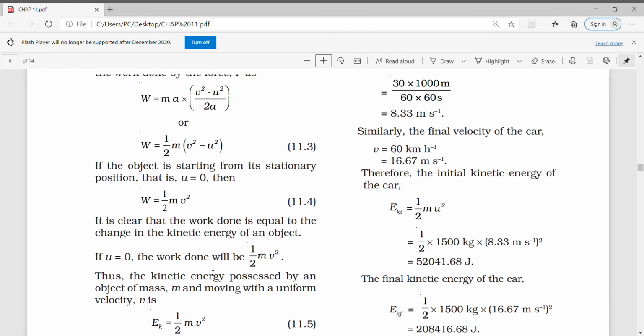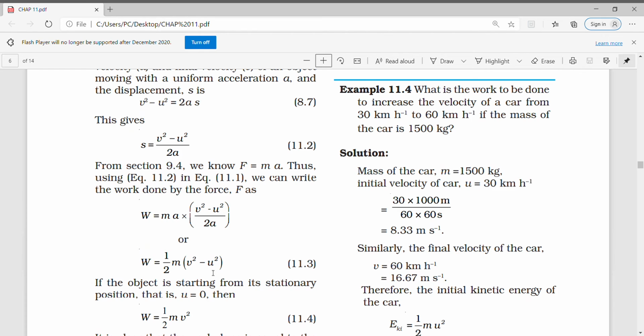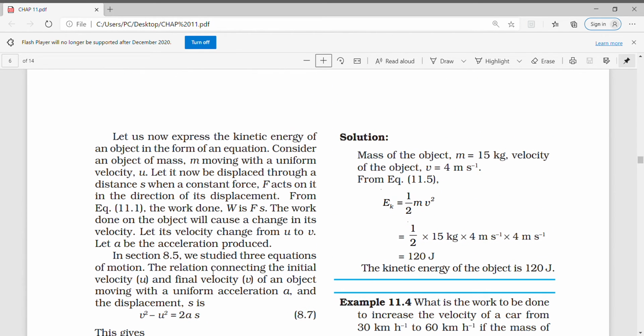So here we have solution of this example. Here on the right hand side, just check. Mass of the object is 15 kilogram. Velocity of the object, it is 4 meter per second. And you know that the formula for kinetic energy is half mv square. So just put values and then solve it. You will be getting answer equal to 120 joules.